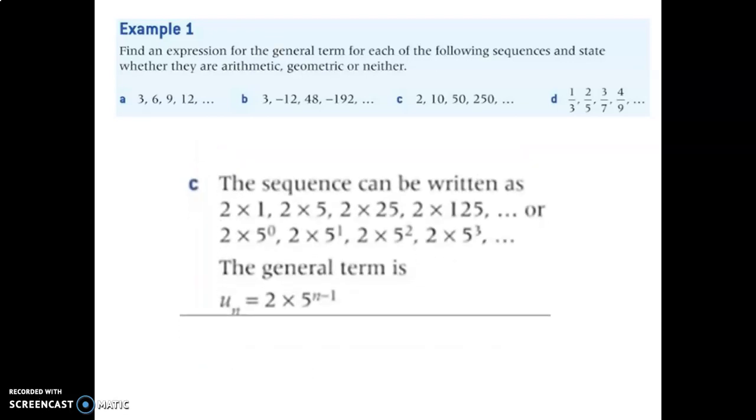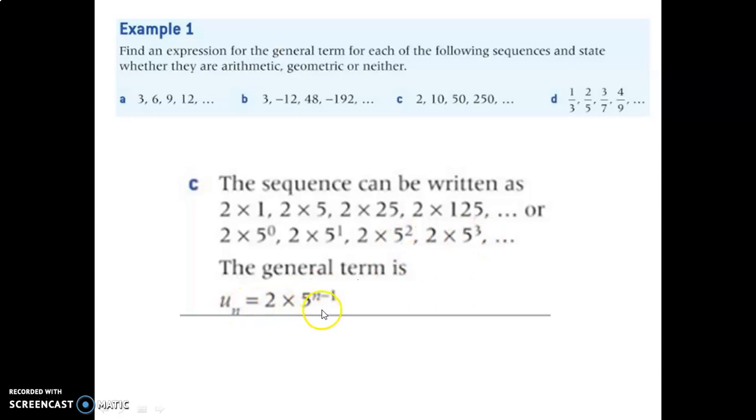And now check your work for C here. Take a look how that was written out. Very similar to the last one. No negatives necessary this time because these numbers are all positive. But again, 2 times something each time, so we know 2 is part of the rule. We have a 1, a 5, a 25, 125. How do you get those numbers? They're all powers of 5. So 5 to the 0, that's very common. That 1, 5 to the 0. To get 5, 5 to the 1, 25 is 5 squared, 125 is 5 cubed, and so on.